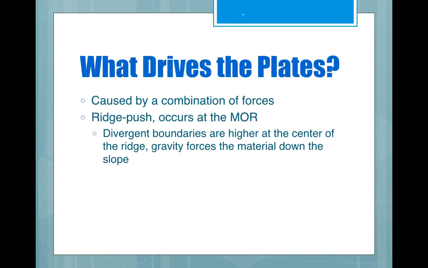First is ridge push. Here where we get ridges, okay, the mid-ocean ridge, those rift valleys, the divergent boundaries, push material down the slope. Okay, as I add something to the back of the conveyor belt and the conveyor belt's full, if I want to keep adding, I have to push things off the other edge. So that's our ridge push.